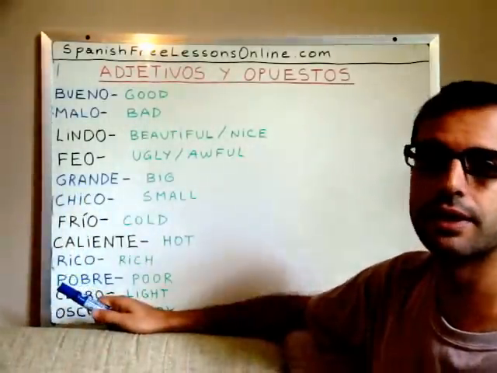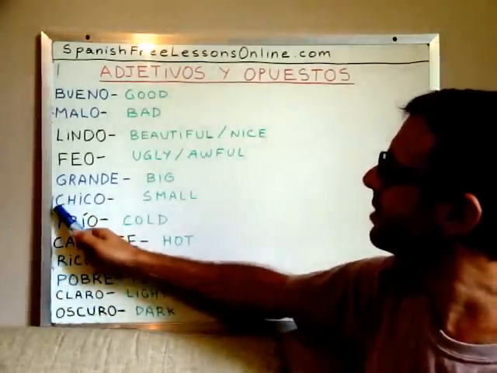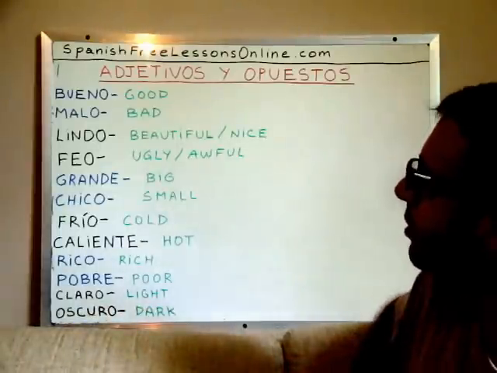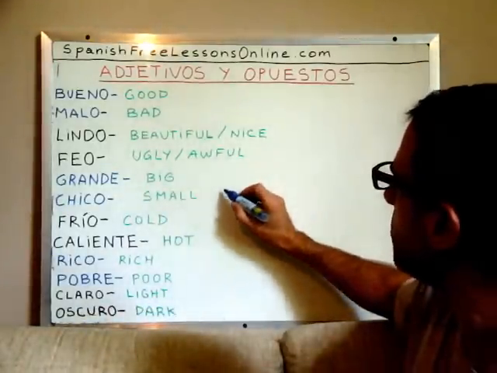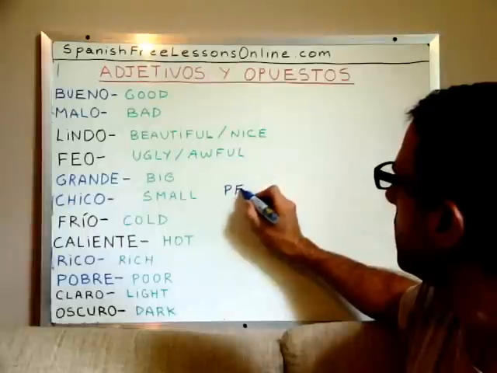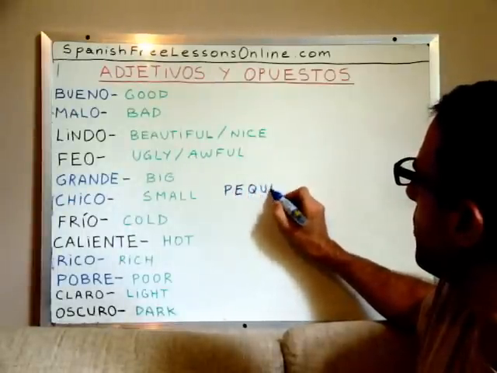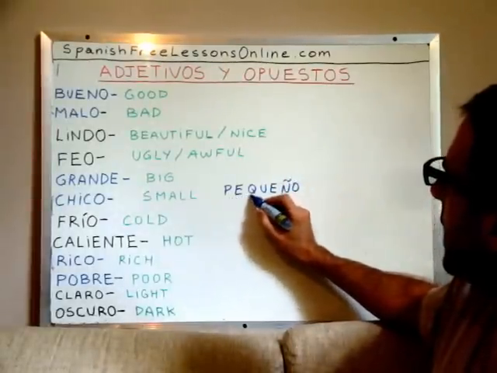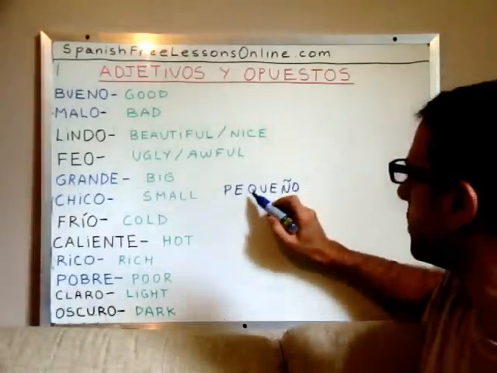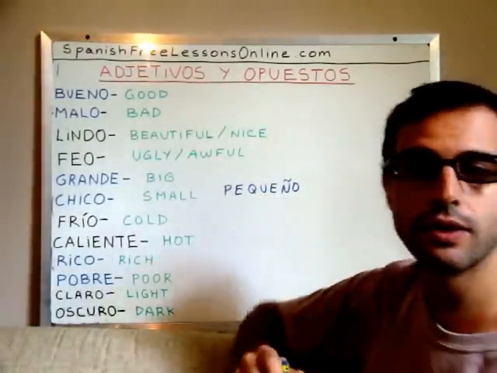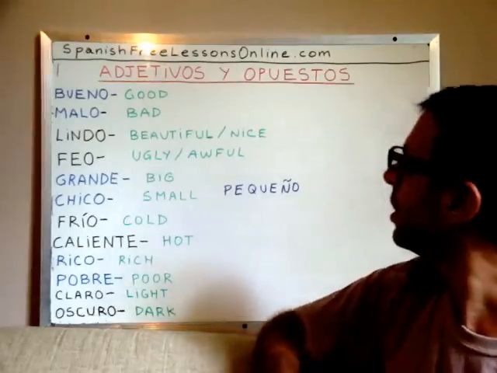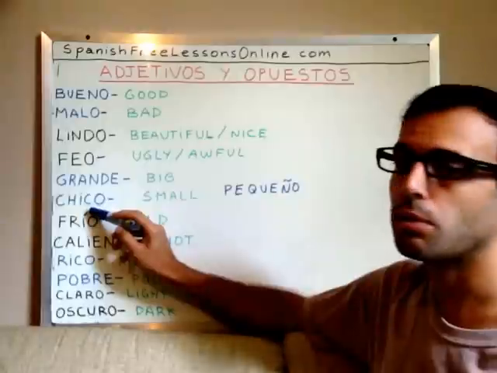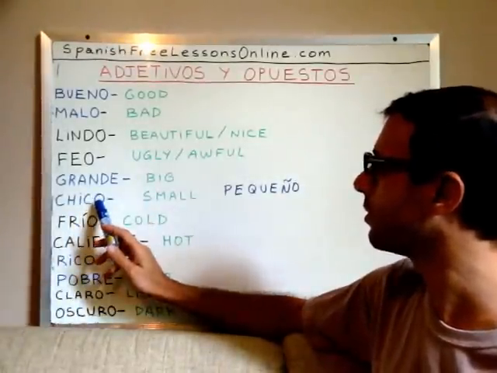Grande, for big. Grande. Chico, for small. Chico. There's another word for chico, or small, that is pequeño. This would be a synonym. Pequeño. Remember that Q, U, E is que. But since this word is much shorter and more simple, usually chico is more used. So let's learn this one. Chico.